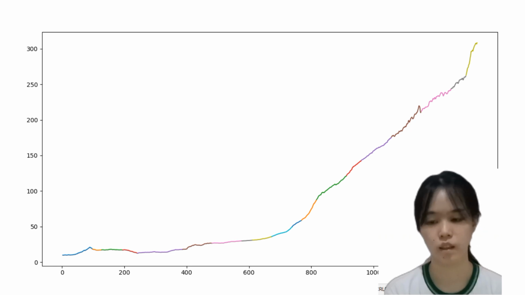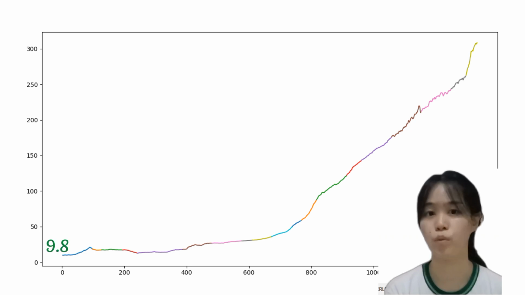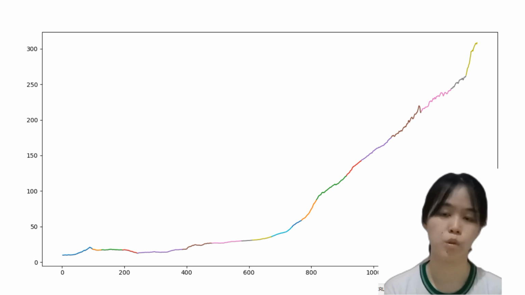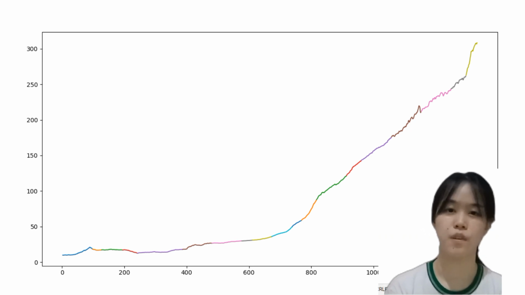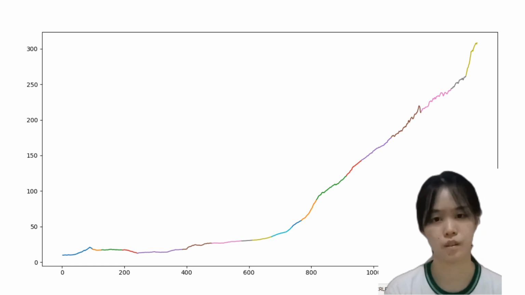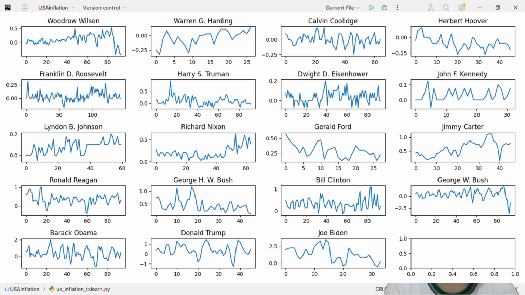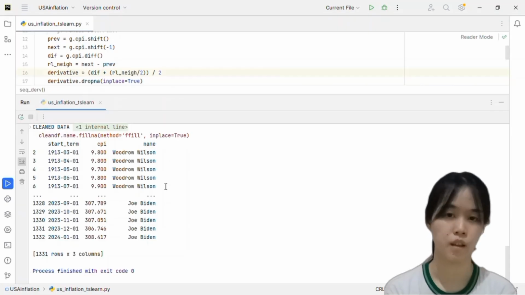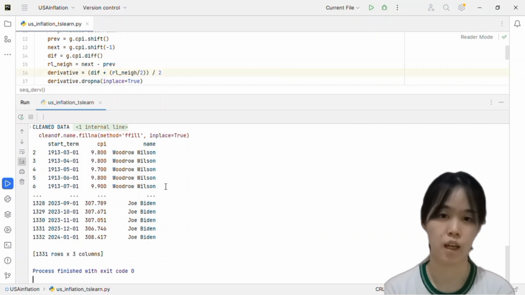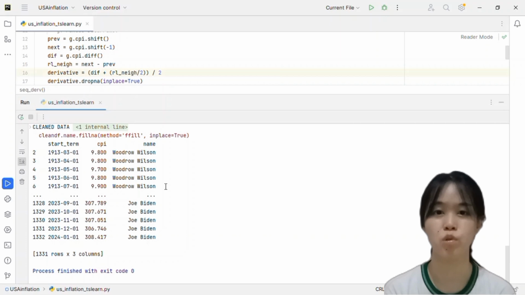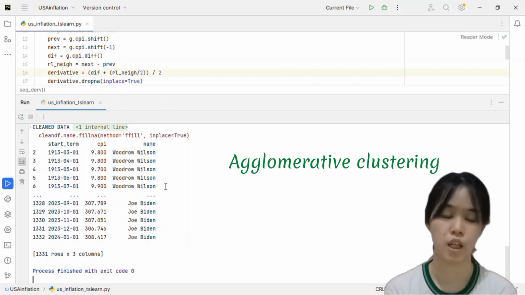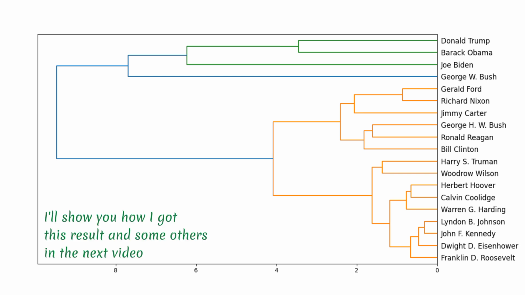And as you can see, the range of CPI is so huge. It starts from 9.8 to over 300. So I guess it'll be more interesting to see the shape of the CPI series instead of the raw values itself. Here is the derivative sequence plots, and we put this into the DTW, or dynamic time warping algorithm. And the output of that algorithm is a distance matrix. And we use that distance matrix to do agglomerative clustering. And here's the cluster results.